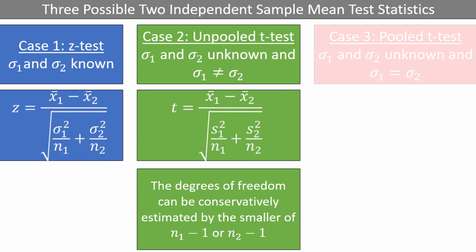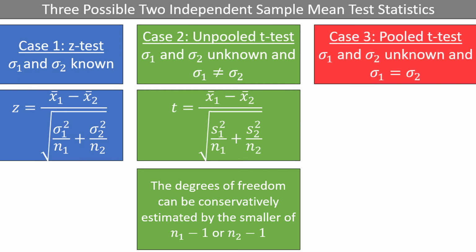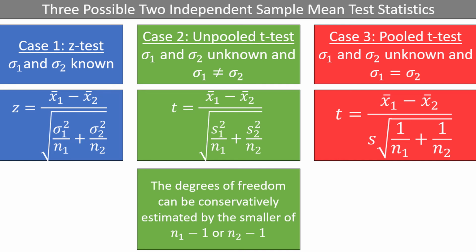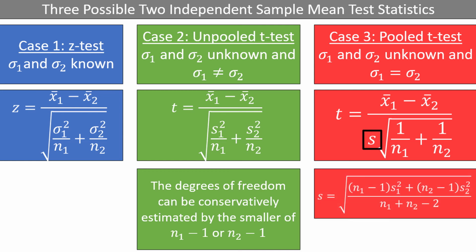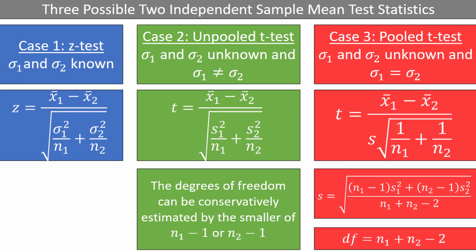Case 3 is the pooled t-test, which should be used when the population standard deviations are unknown but assumed to be equal. This can be verified with an additional hypothesis test, which we won't be covering in this video. Here is the test statistic. In order to use this procedure, you must calculate a pooled estimate for the standard deviation using this formula. The degrees of freedom in this case are n1 plus n2 minus 2.